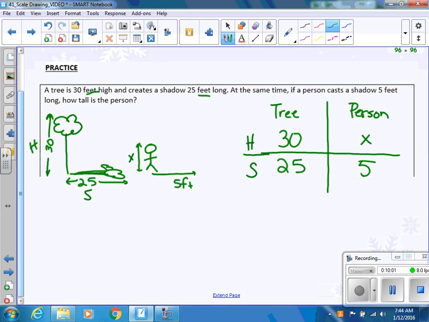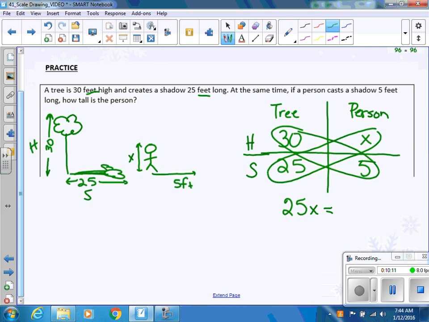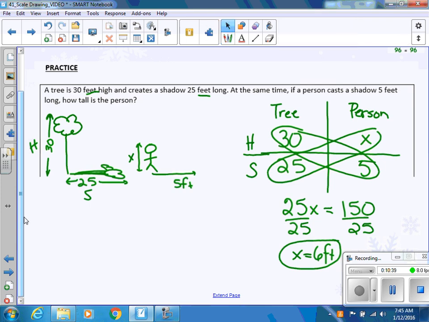So all I'm going to do is cross multiply to set up my equation. 25 times x is 25x. 30 times 5 is 150. And all I have to do is divide by 25 to solve my equation. And I get x equals 6 feet. So I know that the person is 6 feet tall. And I can plug that back in and say, okay, does that make sense? That 5 is smaller than 6, 25 is smaller than 30? Yes. If I look at it that way, my answer does make sense. So I would be confident in the answer.